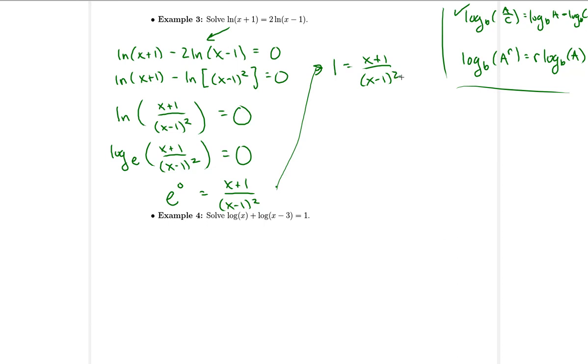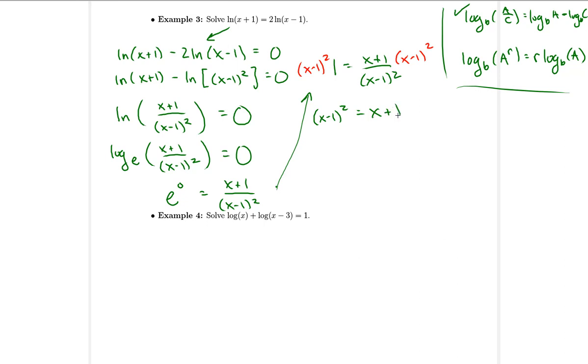Right, and we know the drill. If we've got terms with x's in the bottom of a fraction, let's multiply by the least common denominator so that we can get that variable out of the bottom of the fraction. So multiply by x minus 1 squared on both sides. So we have x minus 1 squared equals x plus 1.